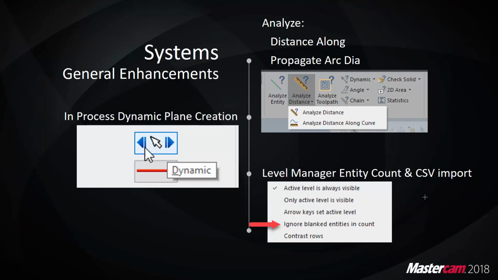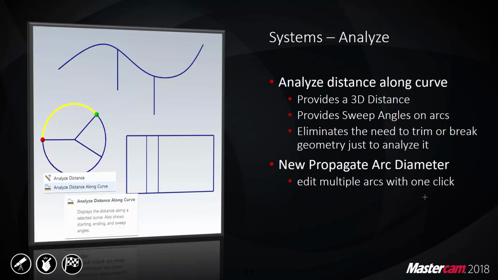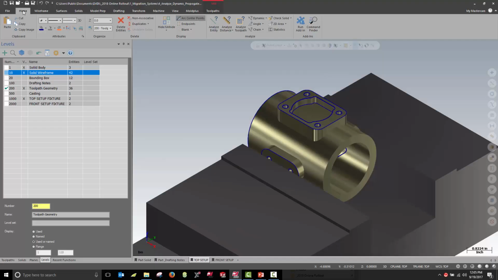Next, we'll take a look at some new Analyze functionality, how to use dynamic plane inline when creating toolpaths and geometry, as well as some new level manager tools. Let's start with the Analyze functions, specifically Analyze distance along curve. This will provide a 3D distance on splines, lines, and arcs, as well as sweep angles on arcs.